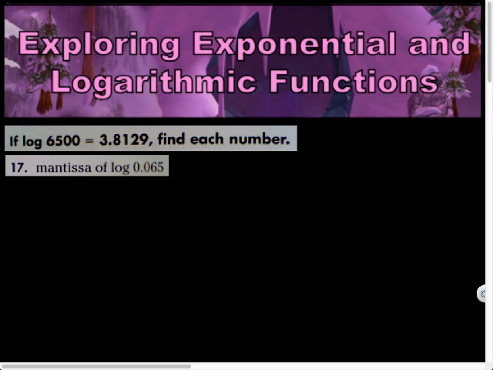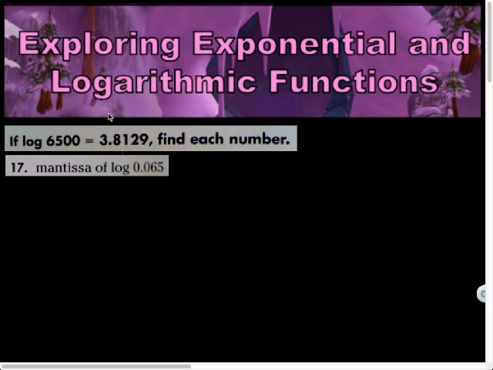Greetings and welcome, friends. We've been talking about common logarithms, as well as the characteristic and the mantissa of the evaluated part of a logarithm. So here we go. It says if log of 6500 is 3.8129, find each number.